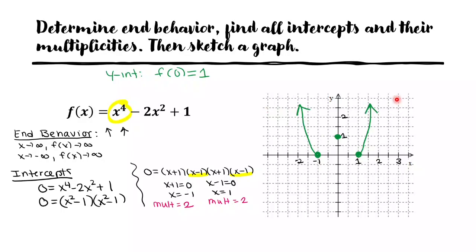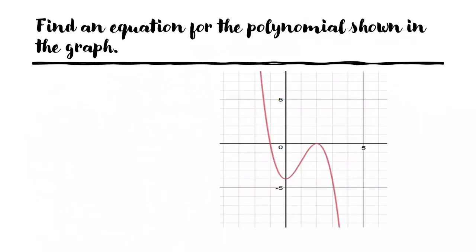To finish, to do the middle of the graph, I'm going to use the fact that both of my zeros have an even multiplicity. That tells me the graph is just bouncing off the axes or just touching the axes, not crossing the axes. So I'm going to draw my graph where it bounces off the axis, comes back down, bounces off the axis again. And there's a rough sketch of what this polynomial looks like. Let's take a look at one more example. Find the equation for the polynomial shown in the graph.